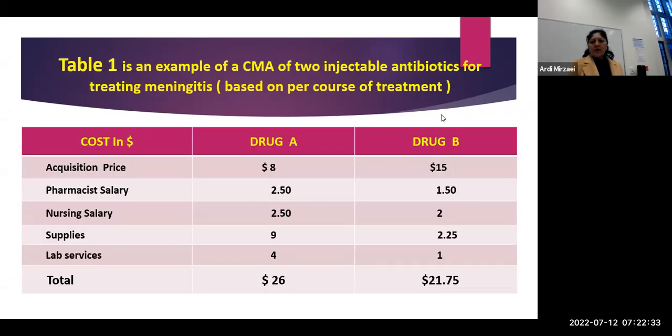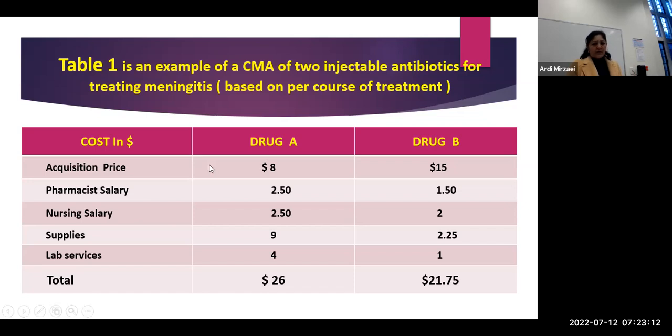So now I've taken an example of 2 injectable antibiotics for treating meningitis. So you can see this is drug A and drug B. So acquisition cost of drug A is $8 and that of B is $15. So if you just look at the acquisition price, drug B looks higher priced than A, because this is 15 and this is 8. But we cannot just decide which is better or which is cheaper by just looking at the acquisition price of the drug. We have to look at all the other factors also.